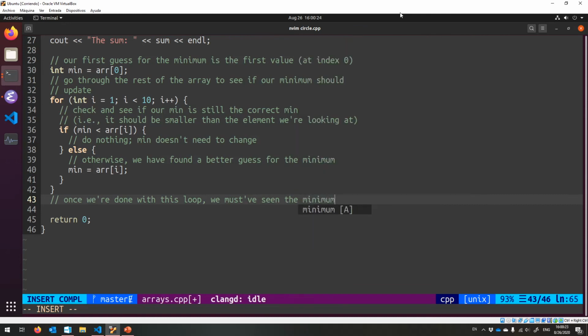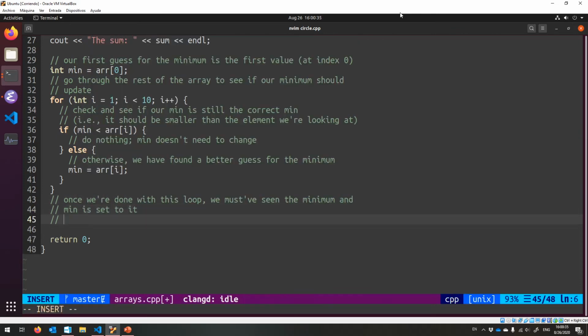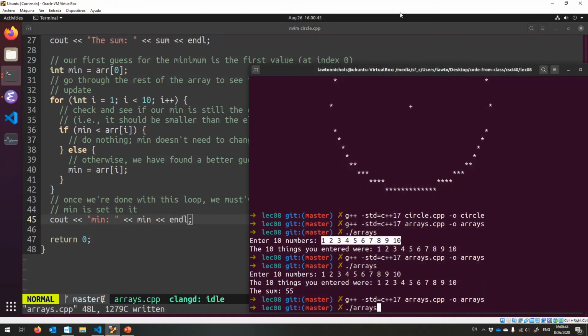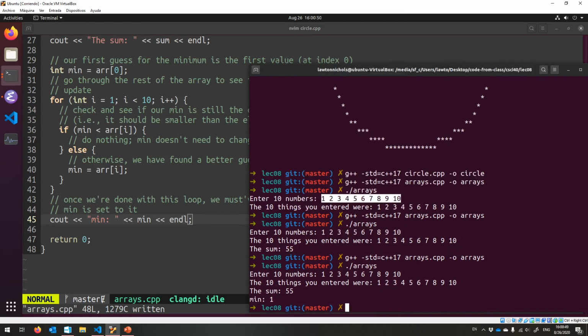And given the way that we changed minimum, if we ever saw a smaller value, minimum will be set to that smallest value. Okay, so we can print that out. Numbers. This one, the minimum never changed from 1. Okay? It never needed to.